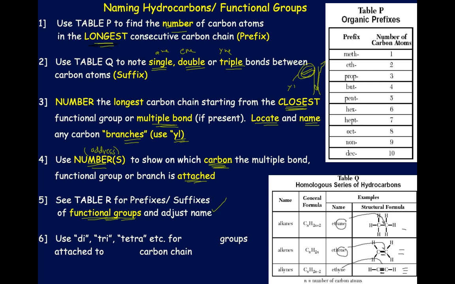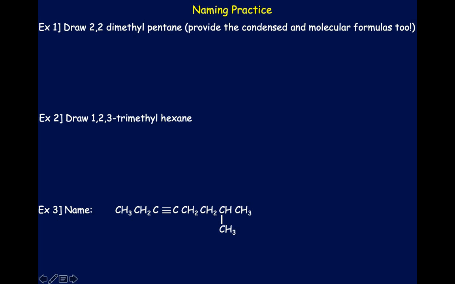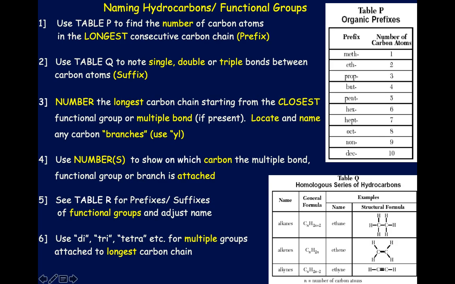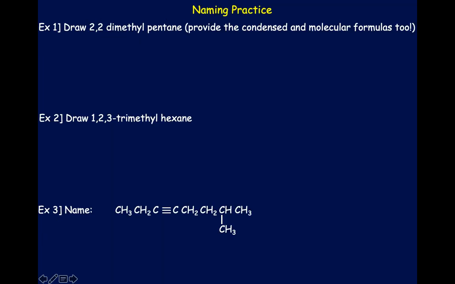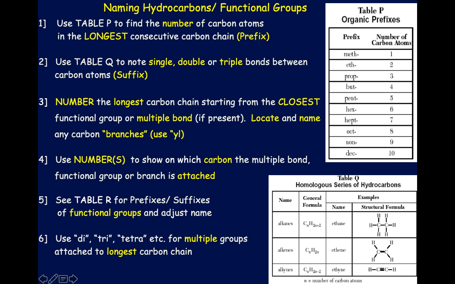Okay, and if there's multiple branches, you're going to use di, tri, tetra for multiple groups on the longest carbon chain. Okay, I know this is a lot of rules. Again, you're not going to have to memorize all this. You'll actually get it as we practice. So let's practice a little bit of this as we go through the rules.